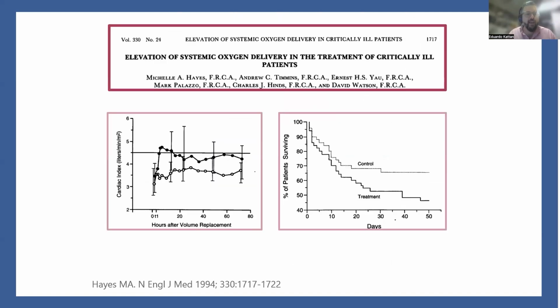So in the 90s, we had this big clinical trial by Hayes, which tried to test the hypothesis of focusing solely on the macrocirculatory part, and they increased cardiac index to supranormal levels. And even though they reached cardiac indexes of 4.5 or 5, unfortunately, patients randomized to the treatment group had a lower survival rate as seen in these Kaplan-Meier curves.